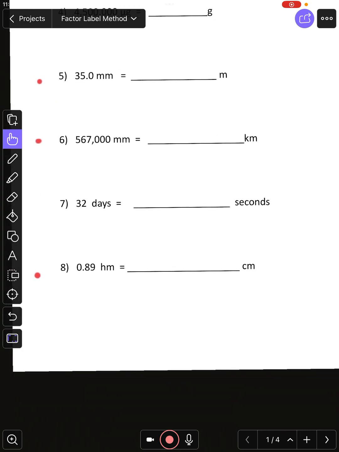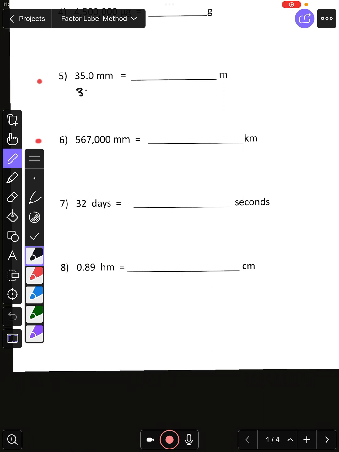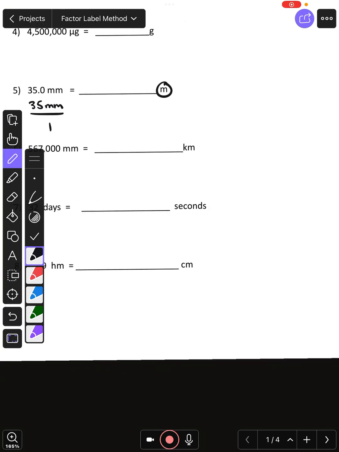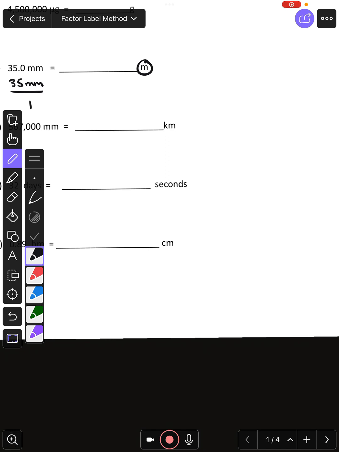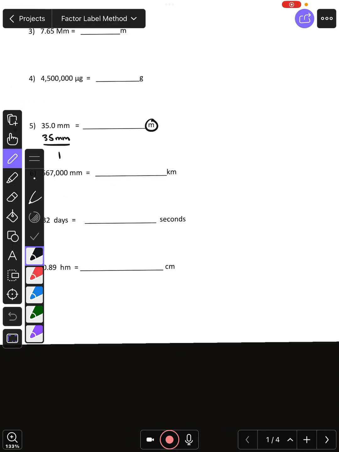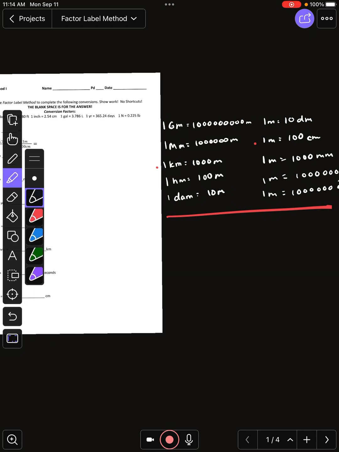Okay, so I'm going to go from 35 millimeters to meters. First step is to write it as a fraction, right? So I'm going to do 35 millimeters over 1. Then I look at my desired unit, which is meters, and I use my conversion factors. I want to see how to get from meters to millimeters. So I come over here, and I see a big capital M, little m.